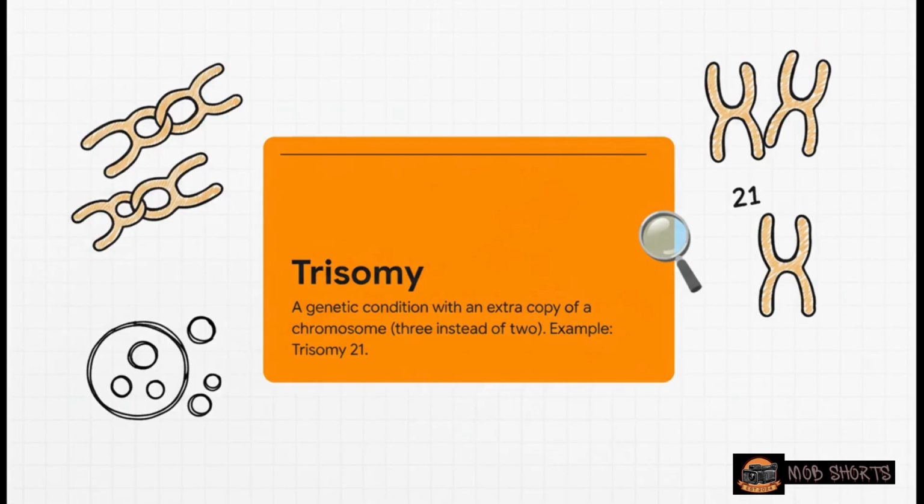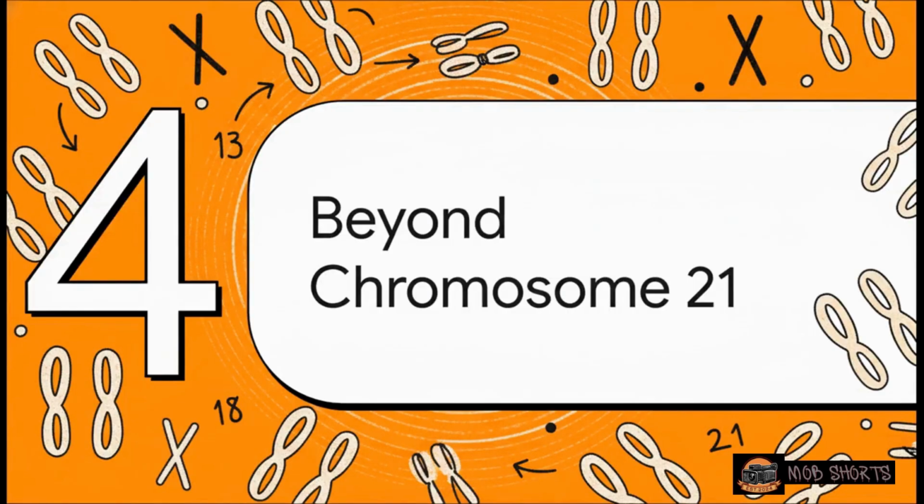This condition, having 3 copies of a particular chromosome instead of the usual 2, is called a trisomy. And if that extra chromosome happens to be number 21, it results in trisomy 21, which you probably know as Down syndrome. And just like that, we're right back to that karyotype we saw at the very beginning. The mystery is solved. But here's the thing.